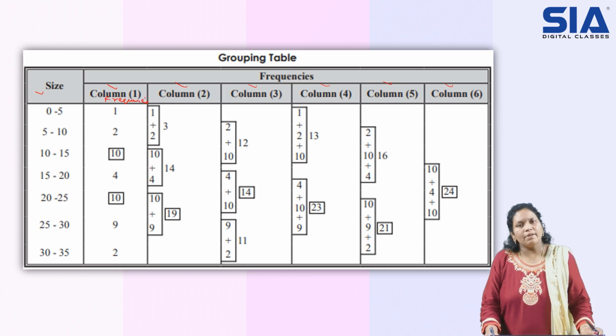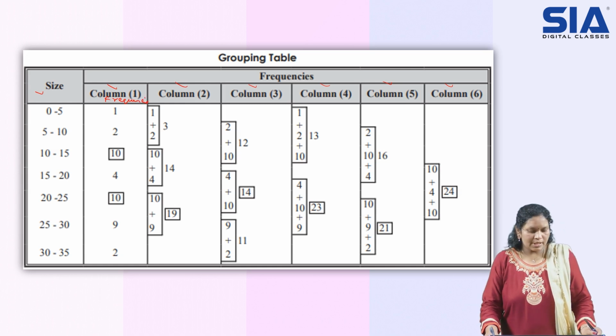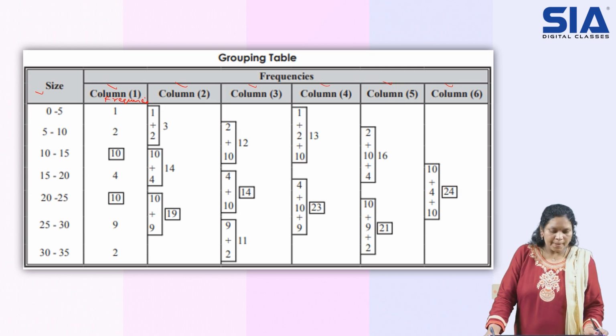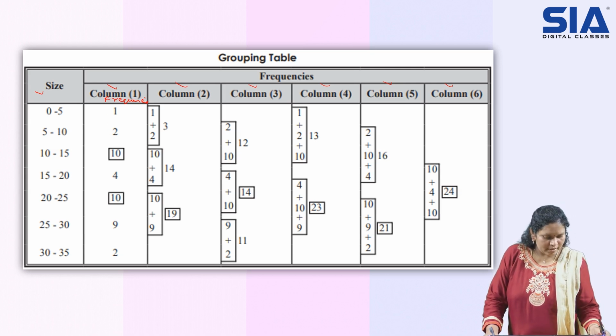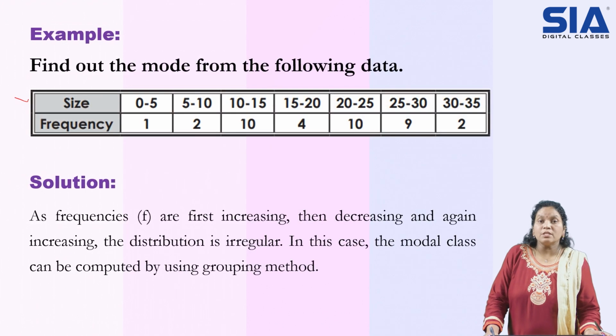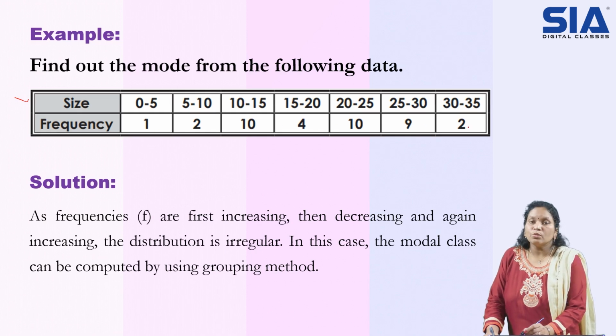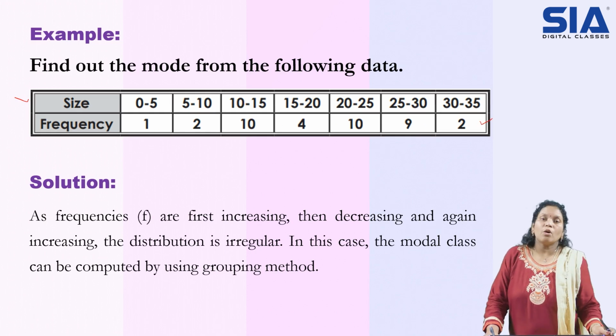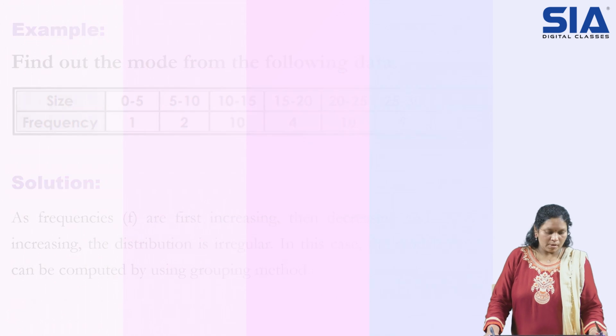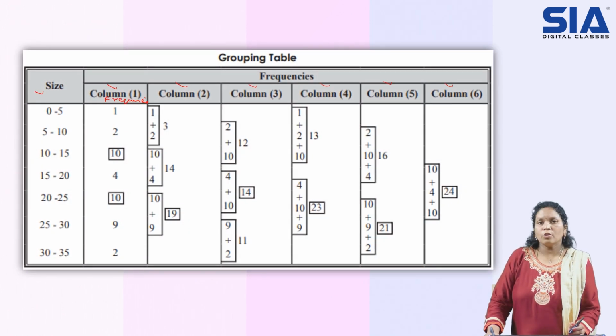First column, the given data, the frequency column. So frequencies as usual, just write them down here: 1, 2, 10. Let us go back to the question and check. So 1, 2, 10, 4, 10, 9, 2, whatever you have, copy as it is in our grouping table, second column. I have copied it as it is.